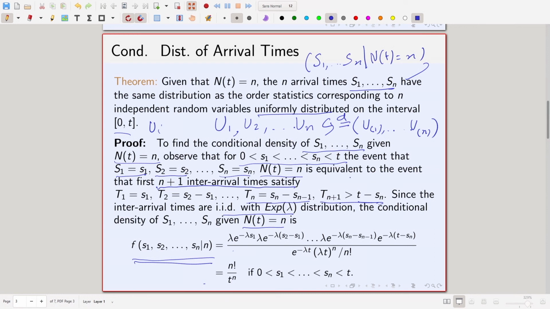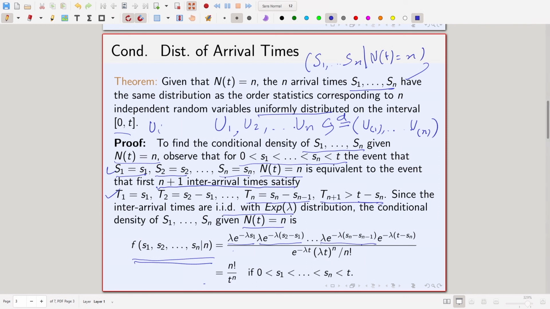But now once we have observed that this event is equivalent to this event, see, this is basically the probability that T1 equal to S1, this is the probability that T2 equal to S2 minus S1. Again, this is slightly heuristic because these are all continuous random variables, so I'm writing just the density, but the density is not actually probability. But again, this heuristic very much works in most situations. So here you can think of it as T2 equal to S2 minus S1 and so on.